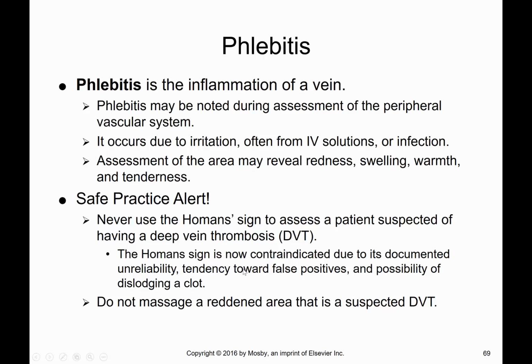Okay? So what a Homan sign is, you dorsiflex the toes back toward the knee quickly. That is a Homan sign. If they had a positive Homan sign, when they dorsiflex those toes back towards the knee, they would have pain in their calf. Which is ridiculous because I have pain in my calf when I do that because I'm not flexible. So that's why it's unreliable and tends to give a false positive.